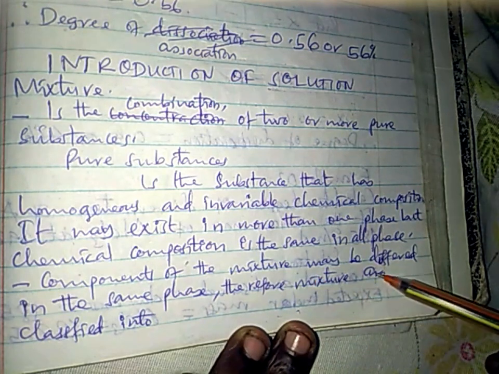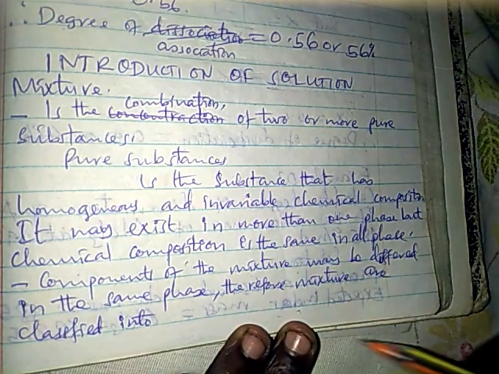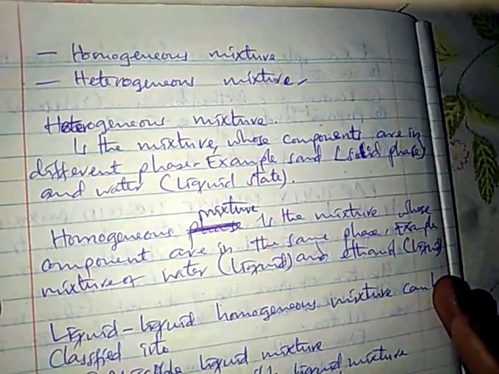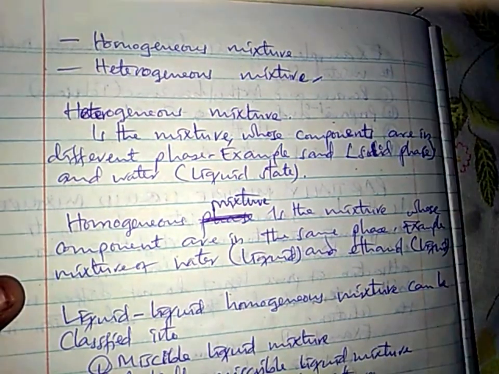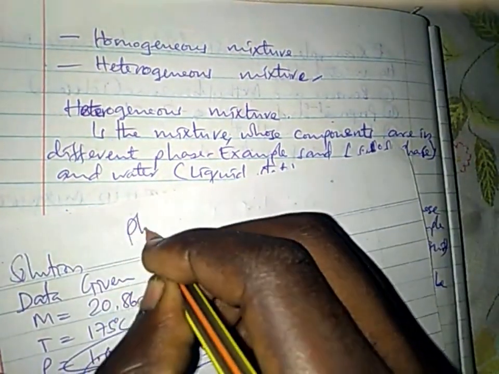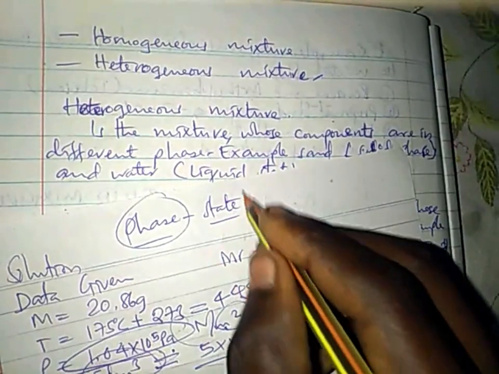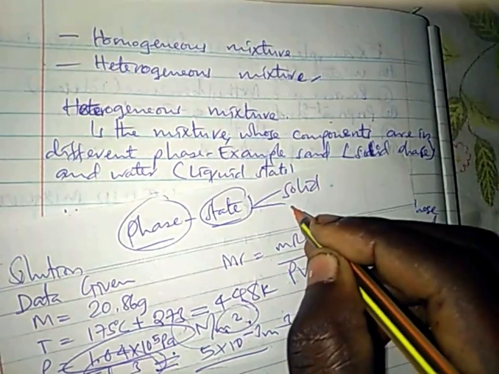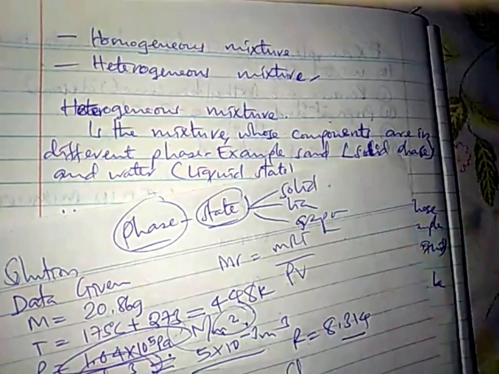So the components of a mixture may be different or may be the same in phase. If you don't understand the meaning of the term phase, phase means state. In this topic, we are studying states of matter. So we have three phases: solid phase, liquid phase, and then gaseous or vapor phase.